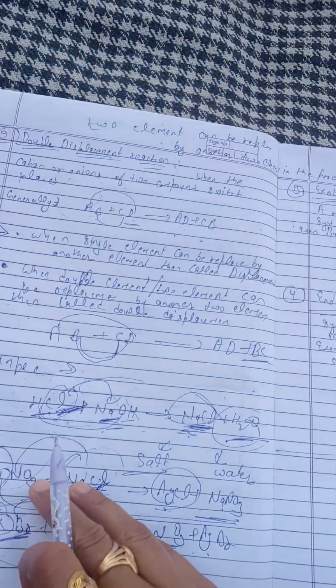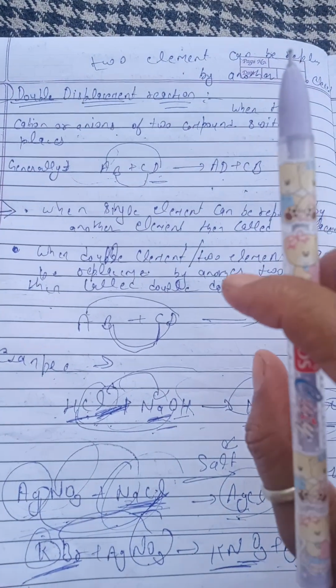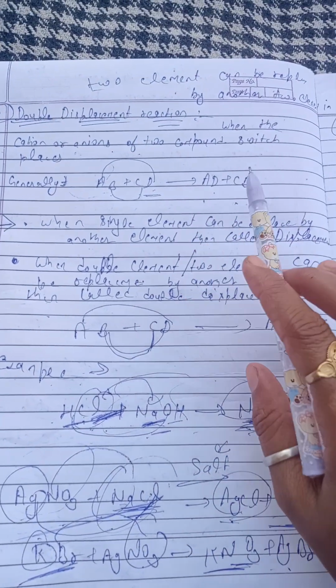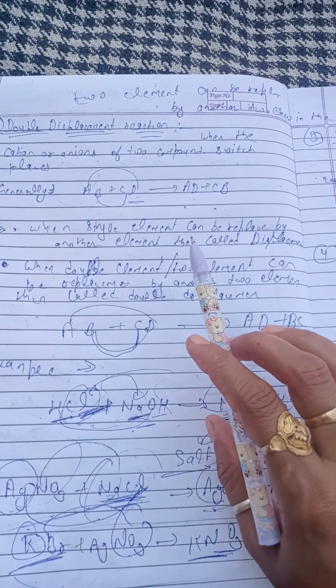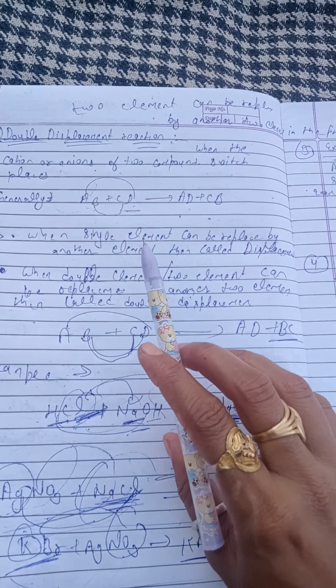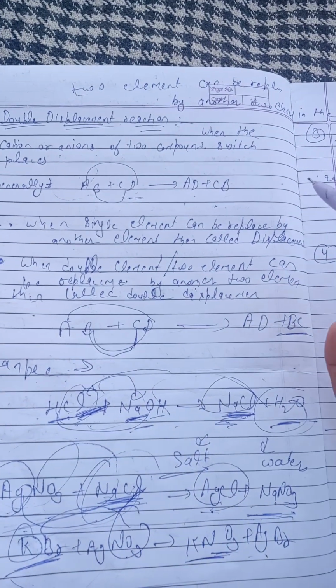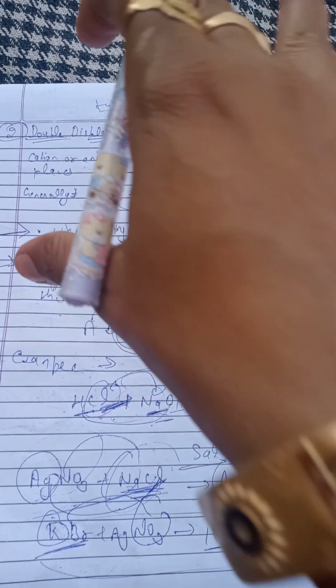So we can say that in the single displacement reaction only one element is replaced by another element, and in the double displacement reaction two elements are combined with another two elements. So this is called the double displacement reaction.